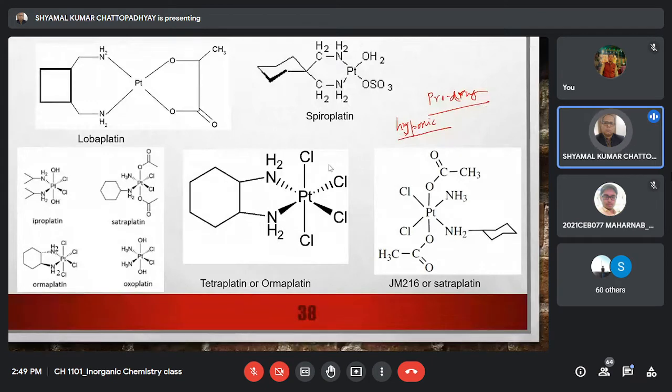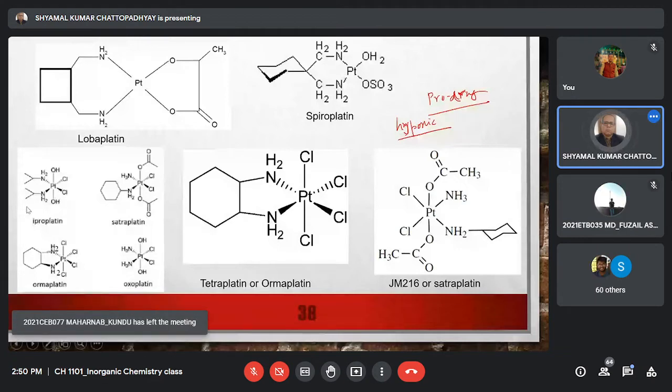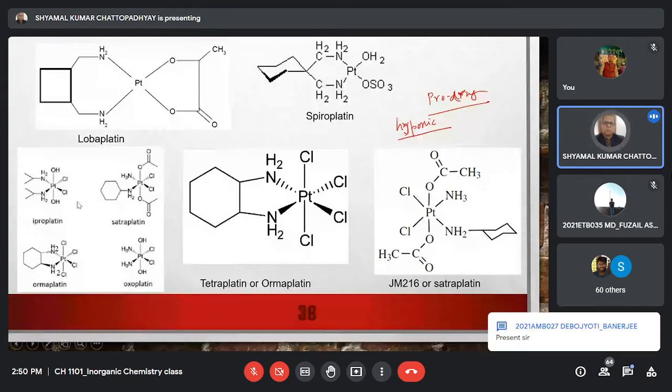So that's why people are now investigating some platinum 4 complexes which are called prodrugs, but ultimately when they bind to the DNA, when they show their anti-cancer activity, they are converted to the corresponding platinum 2 compound. Now already 4 or 5 platinum 4 complexes are in use. The first platinum 4 complex that was used in medicine, as an anti-cancer medicine, was called Iproplatin.